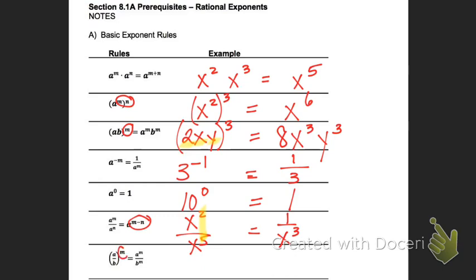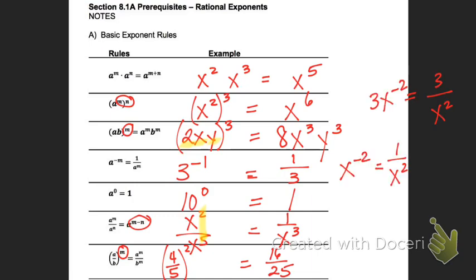And if you have a power on the outside of a fraction, that also gets distributed to the numerator and the denominator. So if I had 4/5 squared, what would that be? 16 over 25. Good. You can't simplify that any further. You can't simplify 16 over 25? No, there's no common factor. Yeah, those are good questions.